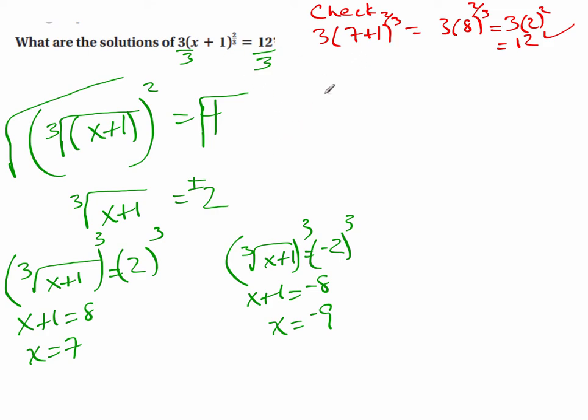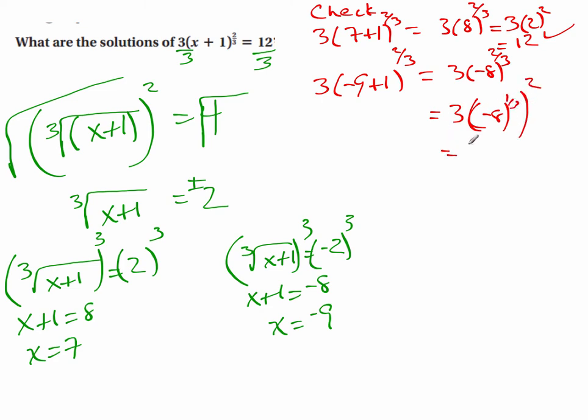Now, what happens when we put in the negative? 3 times negative 9 plus 1 to the 2/3. Well, this is 3 times negative 8 to the 2/3. Again, you want to do that cubed root first. Negative 8 to the 1/3, squared. So this is 3 times negative 2 squared. Negative 2 squared is 4. So this is 12. So we have two answers.